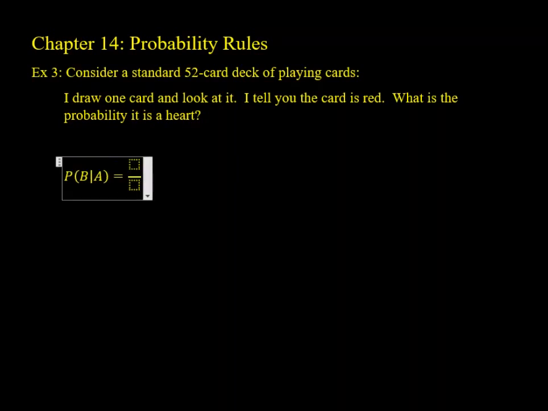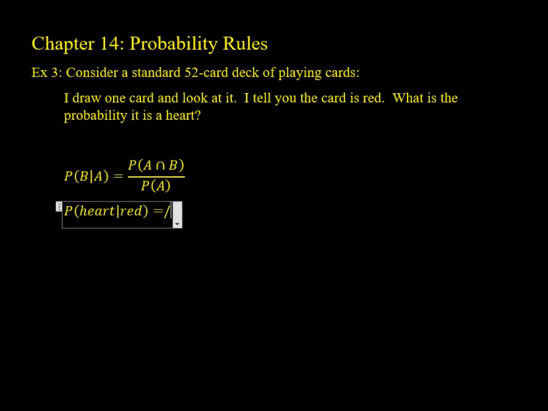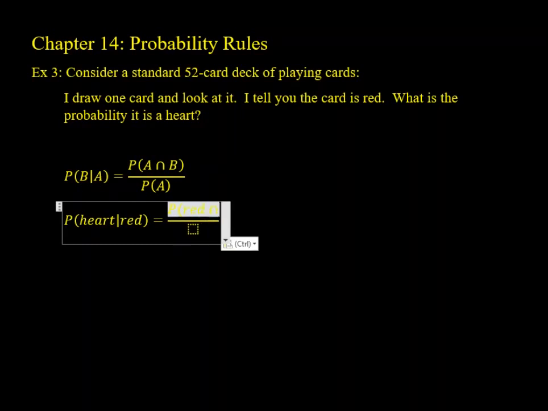We define it as the probability of B given A equals the probability of A and B divided by the probability of A. So here we have the probability of a heart, given you have a red card already, will equal the probability of a red card and a heart over the probability that you have a red card.